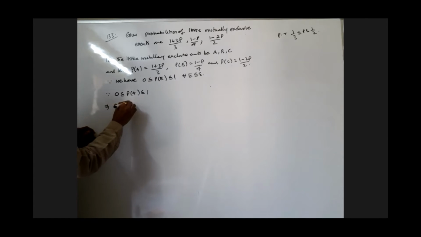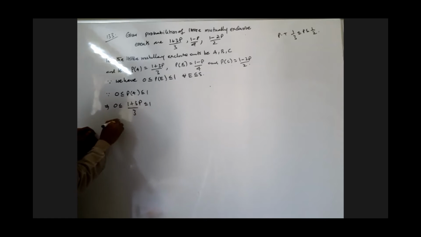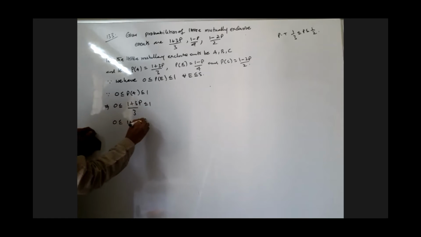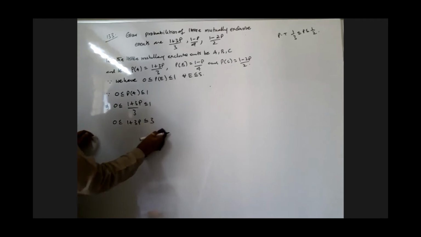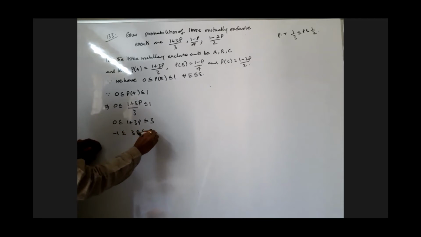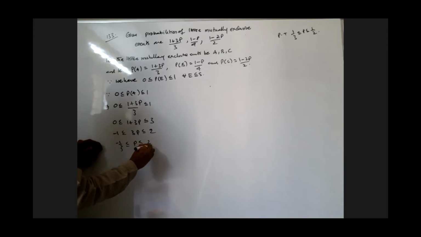0 is less than or equal to (1 plus 3p) by 3 is less than or equal to 1. Multiplying by 3, 0 is less than 1 plus 3p less than or equal to 3. Subtracting 1 because I want to get rid of this: 0 minus 1 less than or equal to 3p less than or equal to 2. Minus 1, 3p is less than or equal to 2. Dividing by 3, minus 1 by 3 less than p less than or equal to 2 by 3.